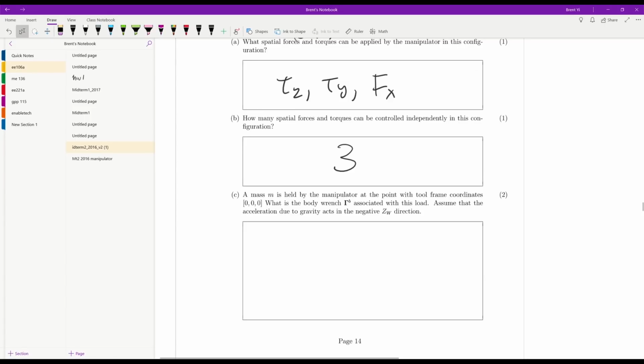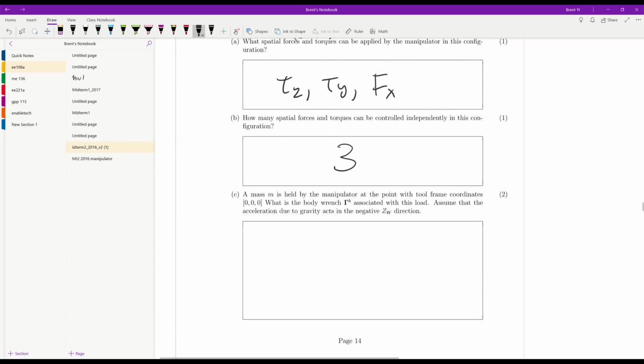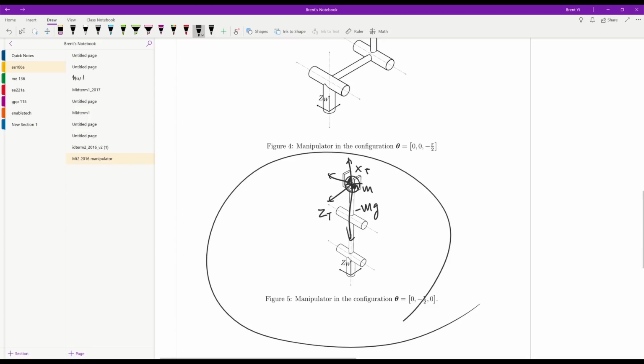So let's go back to this diagram here. All we're doing here is adding a mass m here, and it's creating a downwards force. This downwards force has a magnitude of mg, so the force is negative mg in the x direction. You can see visually that it's pretty clear there's no torque applied, just because there's no lever arm. So the body wrench here is just negative mg, 0, 0, 0, 0, 0. The reason why this negative mg is in the x position and not the z position is again because this coordinate frame has been reoriented. So now the x is this vertical.